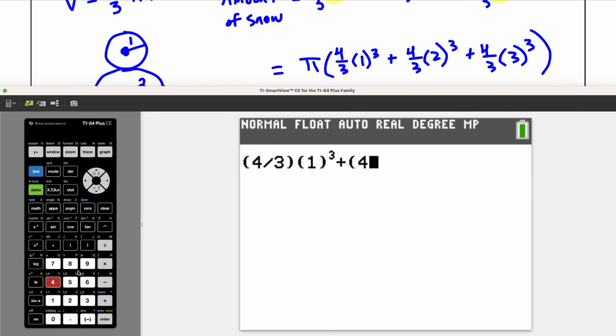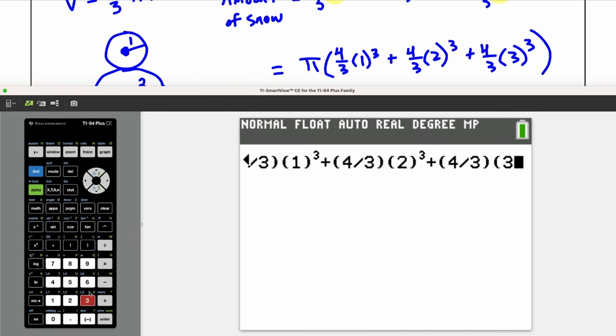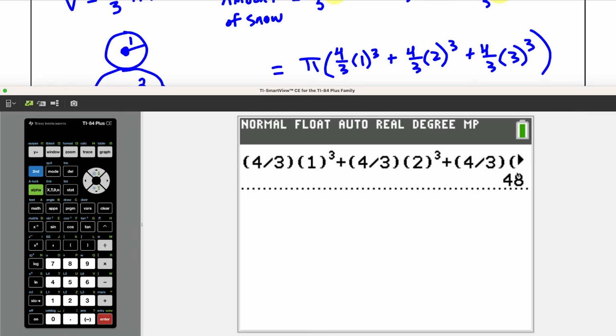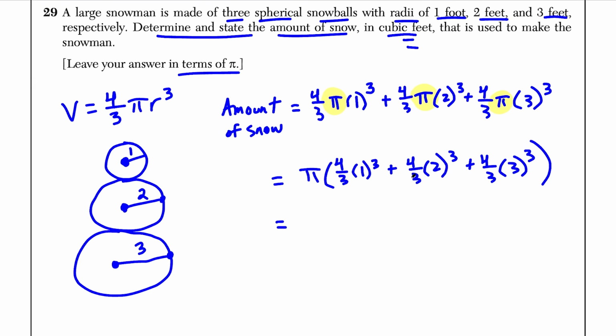we have 4/3 multiplied by 2 to the third power. So now we're going to write 2 to the third power inside here like this. And then we have the last part, 4/3 times 3 to the third. So we have plus 4/3 times 3 to the third power. So this is the last part here in our sum. So now we just press enter, and this works out to 48. So the stuff inside here simplifies to 48. So we have 48 times pi is 48 pi, and that is the volume of our snowman in cubic feet.